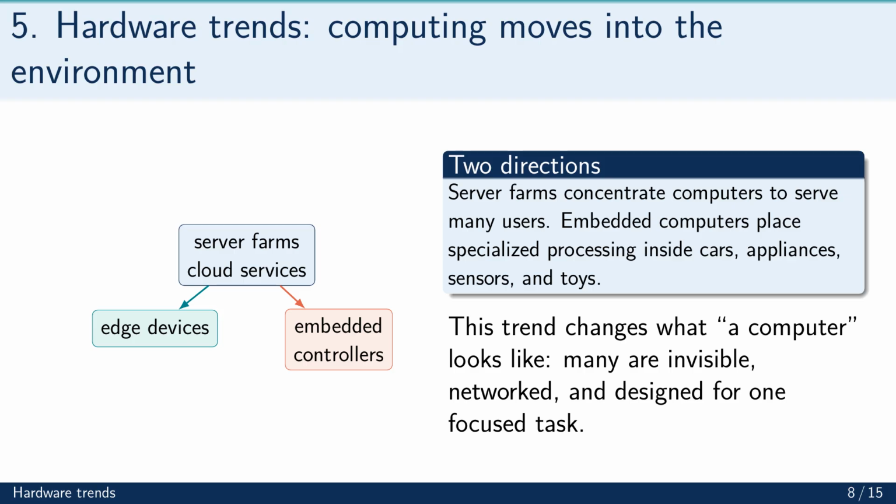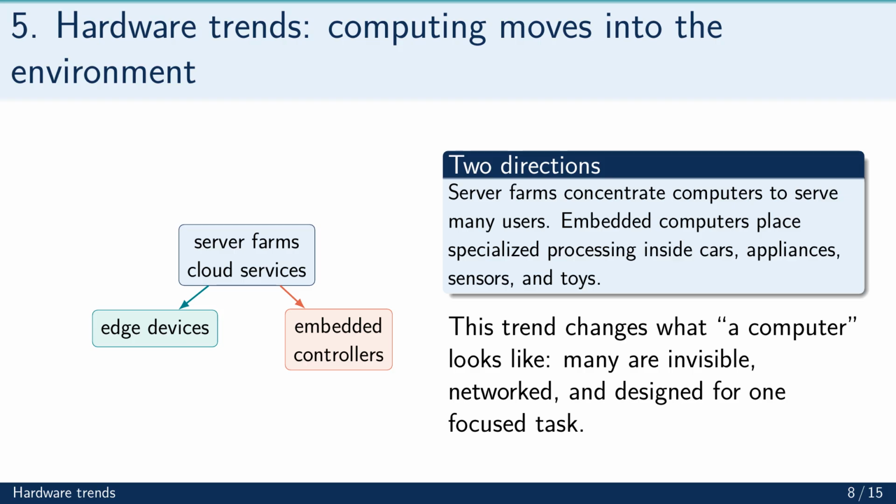Hardware trends have moved computing in two important directions. First, server farms concentrate large numbers of computers in specialized facilities. These systems provide web pages, video, storage, and software services to users across a network. Second, computing is moving outward into the environment through edge devices and embedded controllers.